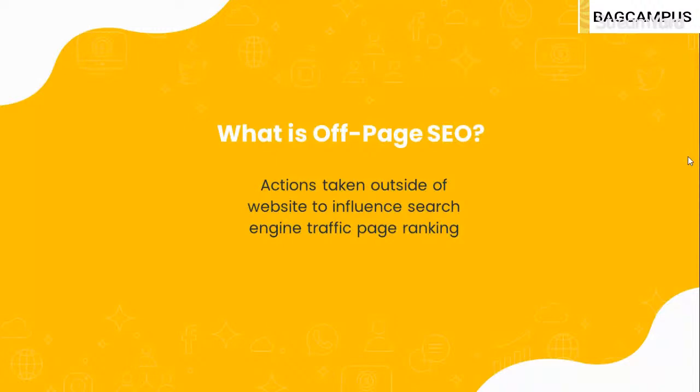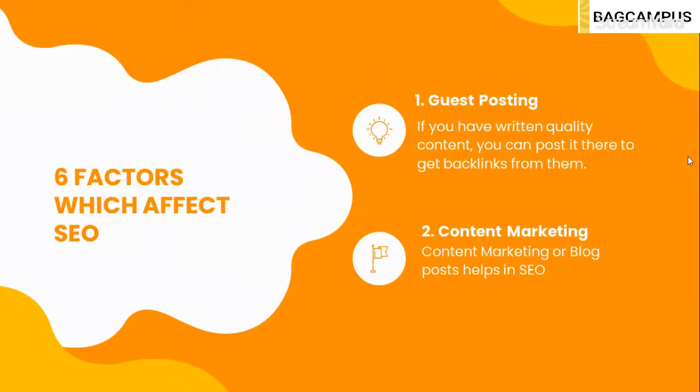There are some things which will help us make our page rank with the help of other websites, right? For example, there is a website that describes that Bagcampus is a platform for internship jobs. This will help Google understand that Bagcampus is really a good platform for internships and jobs. Then it will rank as high as possible, right? So this is what we call off-page SEO.